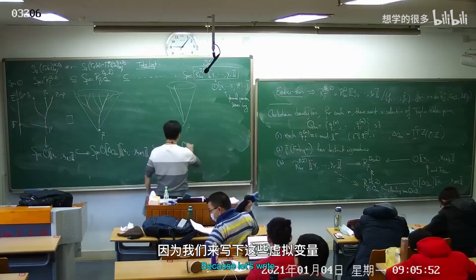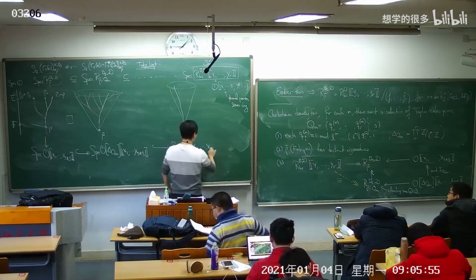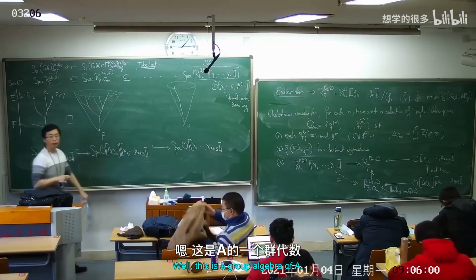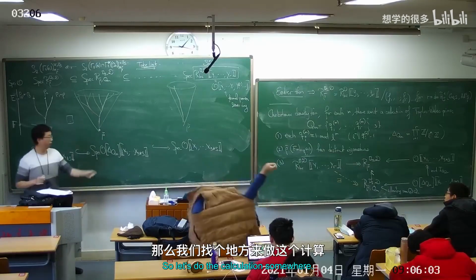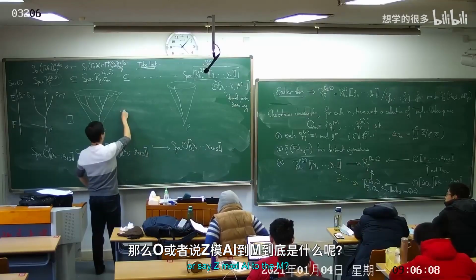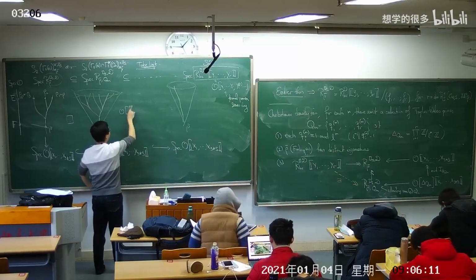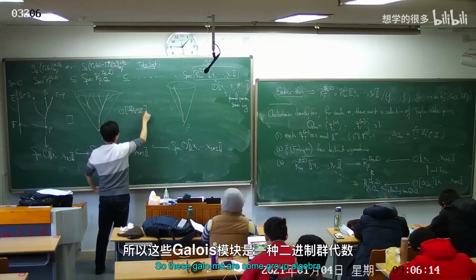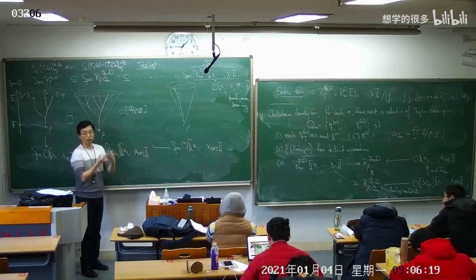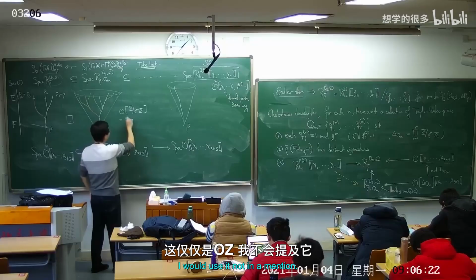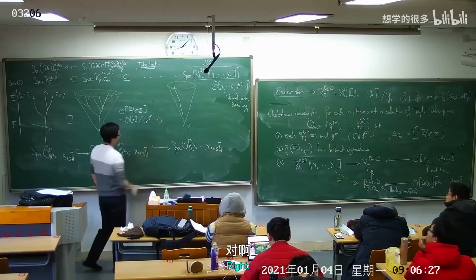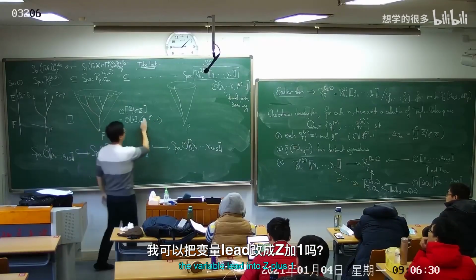Let's write these dummy variables here. And what is this delta QM? Well, this is a group algebra of a, so let's do the calculation somewhere. What is O of Z mod L to the M? These delta QMs are group algebras of these types of groups. This is just OZ, a constant, so this is E to the L to the M minus 1. May as well just change the variable Z into Z plus 1.